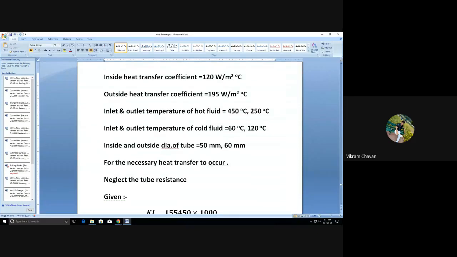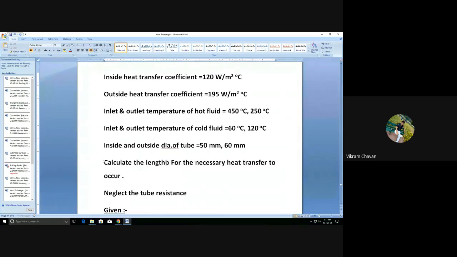Then what we have to calculate? Calculate the length of tube required for the necessary heat transfer to occur. Okay, so this is the problem statement.